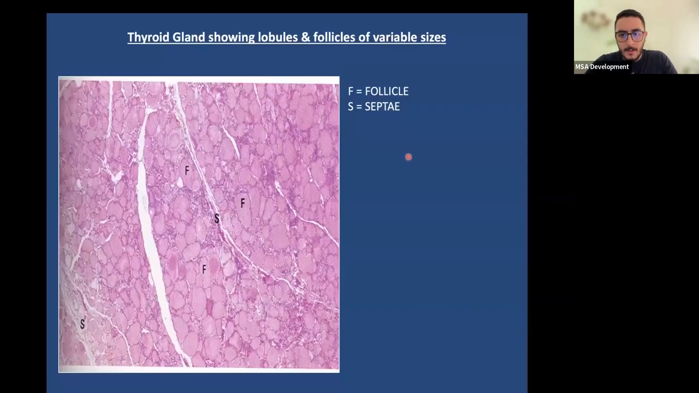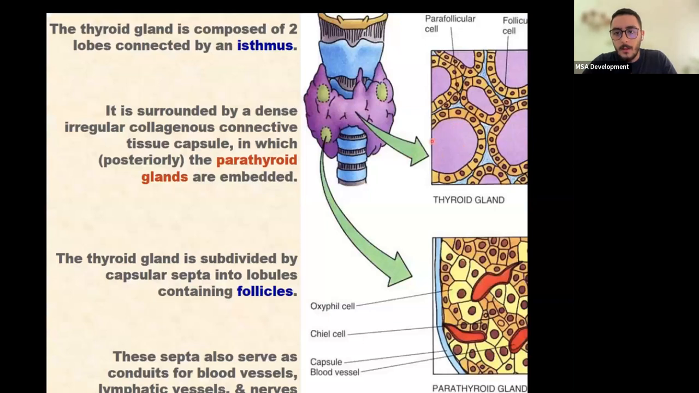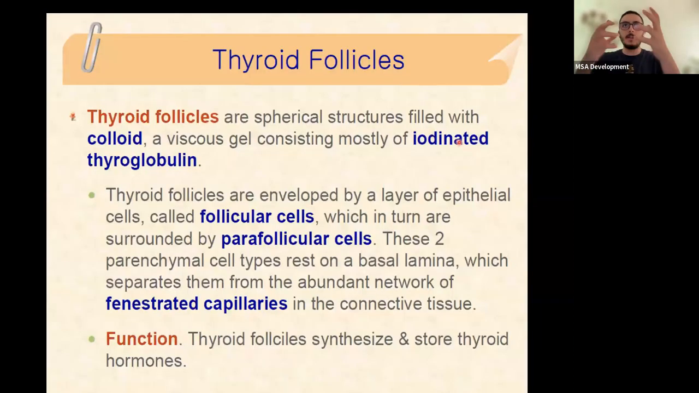Basically, the colloid sits in the follicular lumen or follicular cavity. What is the colloid? Colloid is a gel that has thyroglobulin inside it. What is thyroglobulin? Thyroglobulin is the first step in synthesizing the thyroid hormone. I will explain now its importance in the synthesis of the thyroid hormone, but let me continue the histology.